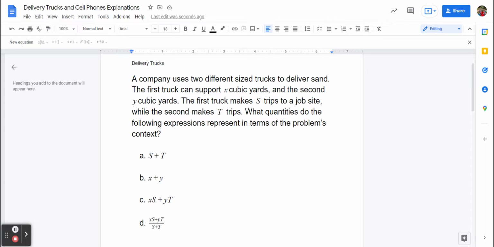So this company uses two different size trucks to deliver sand. The first truck can support X cubic yards, the second Y cubic yards. The first truck makes S trips to a job site, while the second makes T trips. What quantities do the following expressions represent in terms of the problem's context?